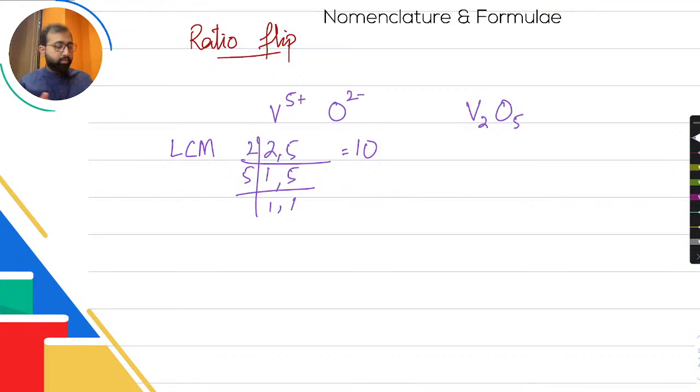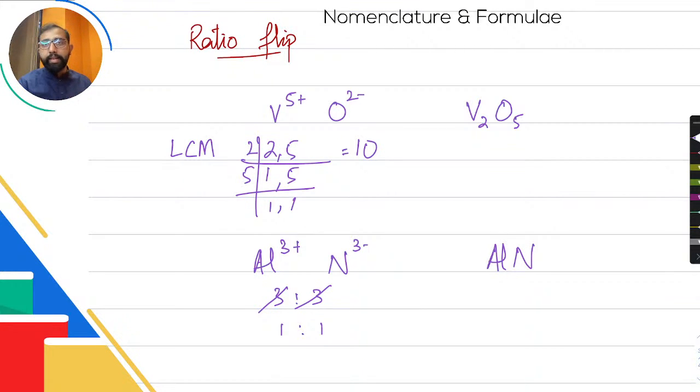What if I don't have different numbers? What if I have aluminum, which is Al plus 3, joining nitrogen, the nitride ion, with a negative 3? Now here's the thing. How many ions of nitrogen do I need to take 3 electrons? 1. How many aluminum ions do I need to give 3 electrons? 1. So the ratio is 1 to 1. Look at the numbers, 3 ratio 3. What's the ratio? 1 ratio 1, right? So I just take that ratio, 3 and 3 is 1 to 1, flip the ratio, and you have AlN. That's it. That's the ratio flip method. It's pretty straightforward and you can use it for many different combinations.